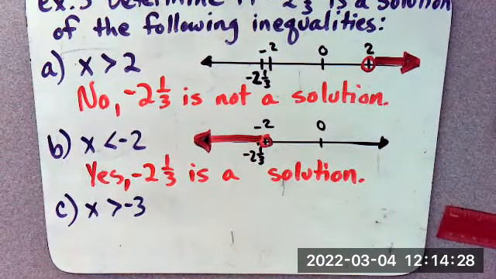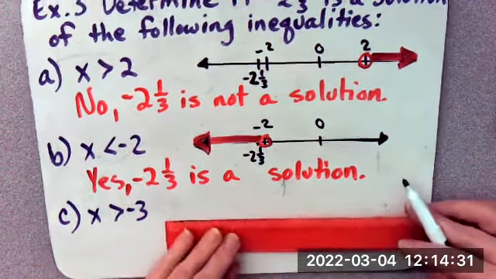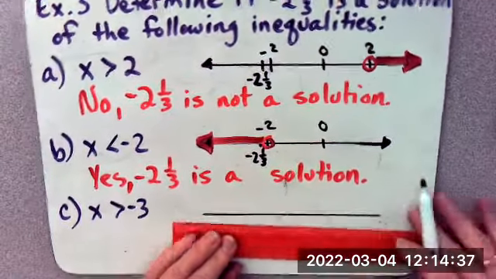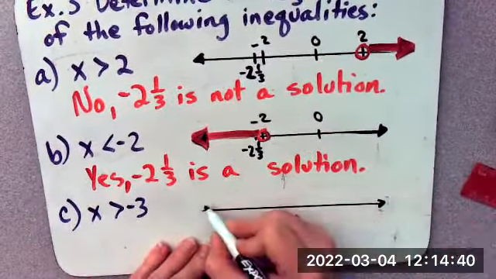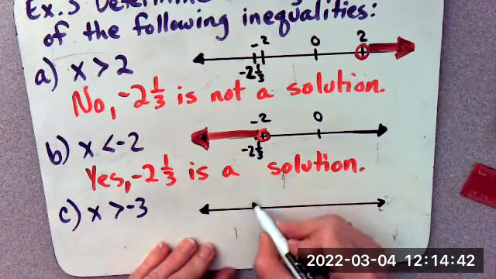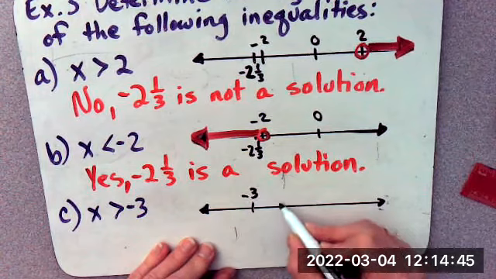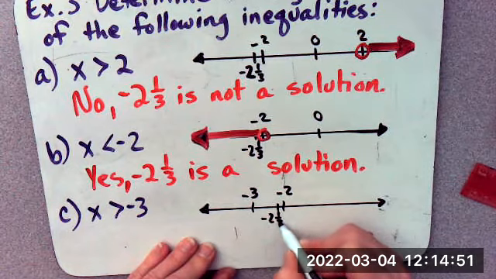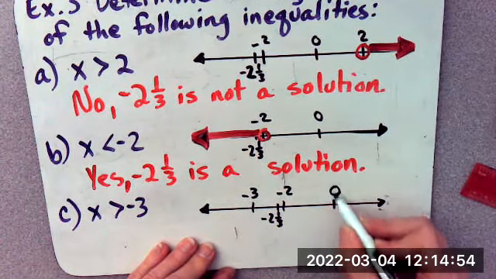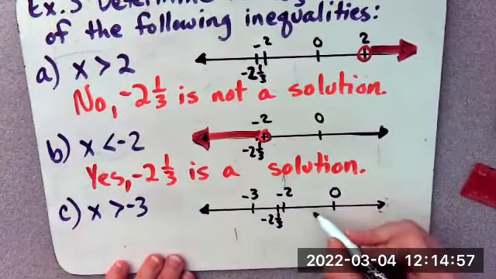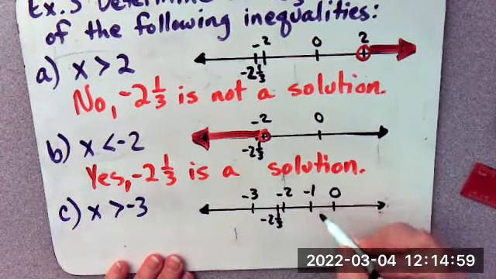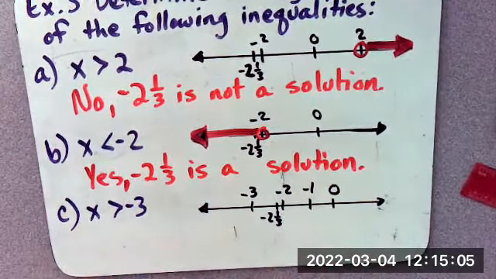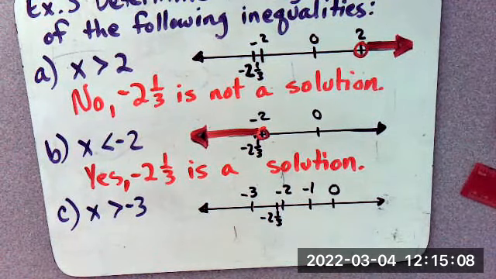All right, let's do this one. We have x, and this is x is greater than negative 3. So let's put a negative 3 here, and let's put in a negative 2 here. And we know negative 2 and 1/3 right there, and then we have 0. We can even put a negative 1 in there just to put a little more effort into my number line. Okay, so we're going to put an open point around negative 3.